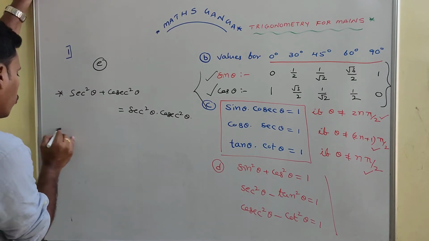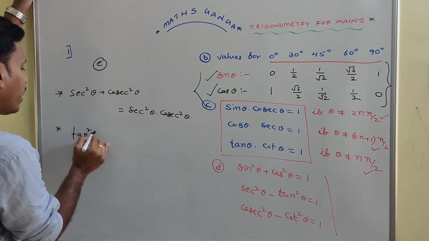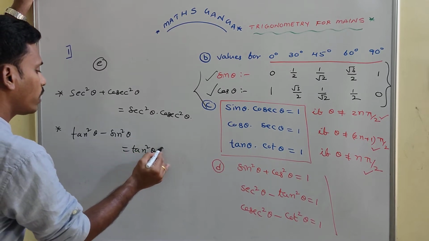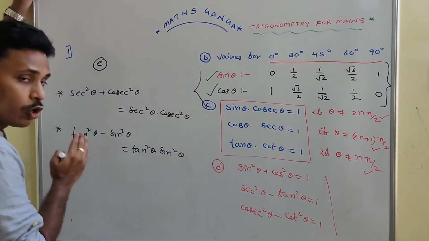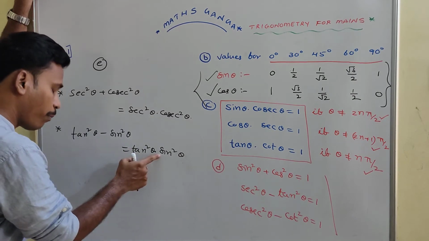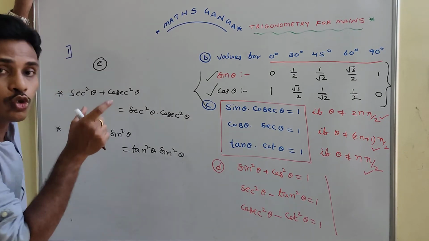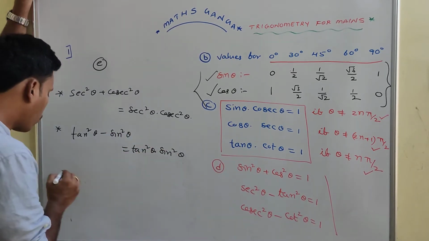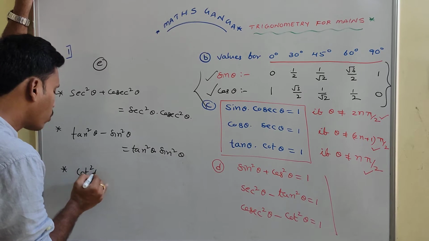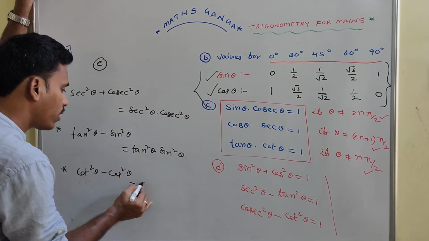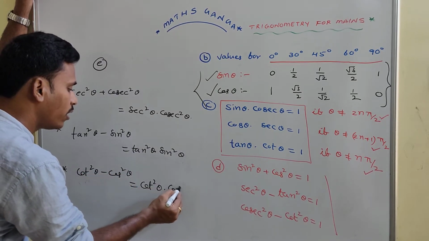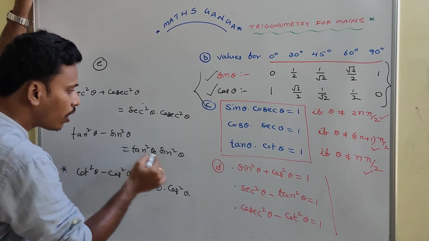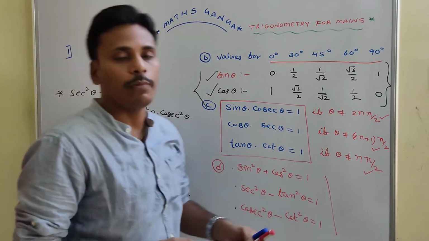Similar to that, we have two more identities. Another one is tan square theta minus sin square theta is equal to tan square theta into sin square theta. Look at this. This is the minus sign, and this is the multiplication. The difference between tan square theta and sin square theta will become the product, tan square theta into sin square theta. Whereas another one is cot square theta minus cos square theta is equal to cot square theta into cos square theta. We can prove these three identities using the earlier ones, and all those things are very helpful in solving many problems, right?